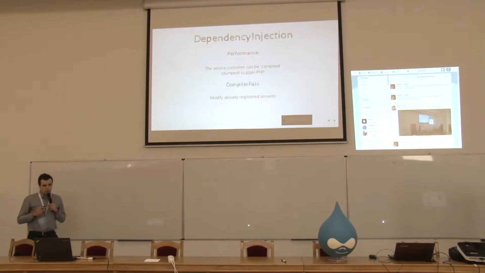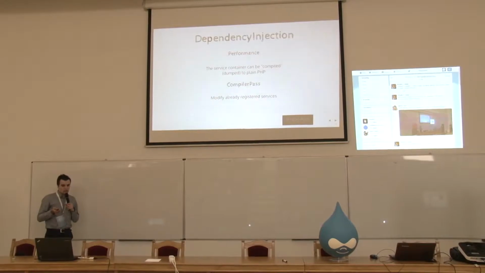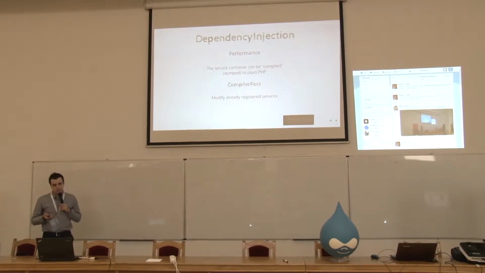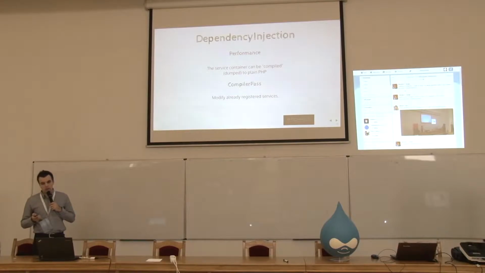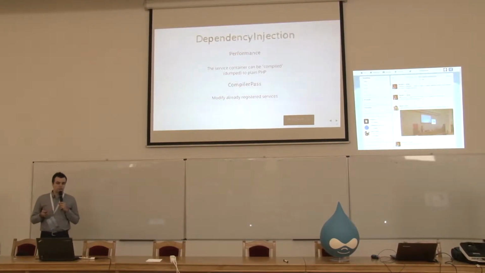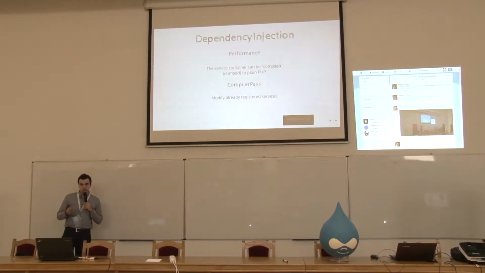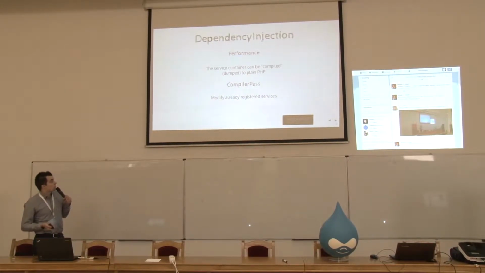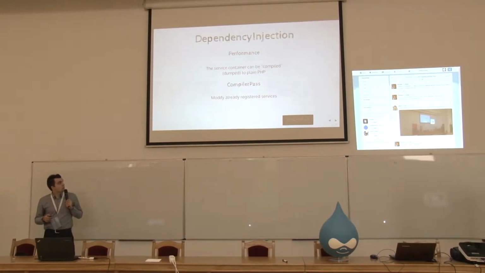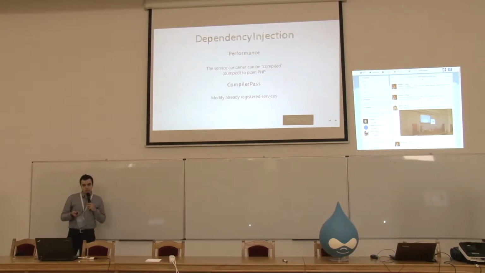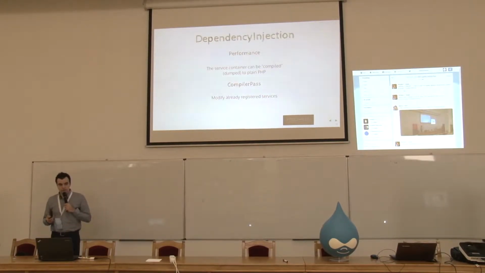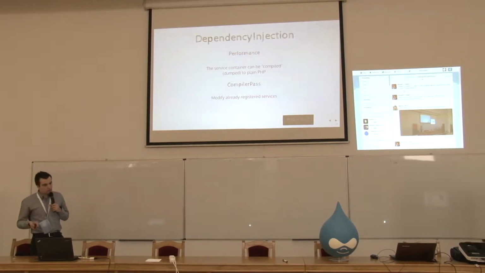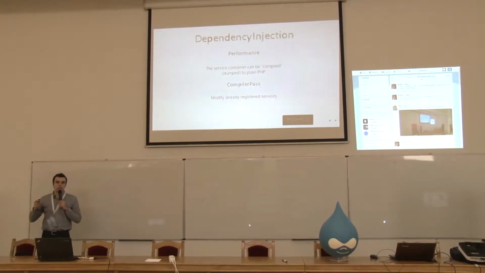And because this is done with config files, it would be a little harder to add or modify dependencies at runtime. For this there are the compiler passes, because maybe as a Drupal developer you will hit this notion. A compiler pass is a way to modify already registered services. So in this way, the services that are registered through the config file can be modified during runtime.